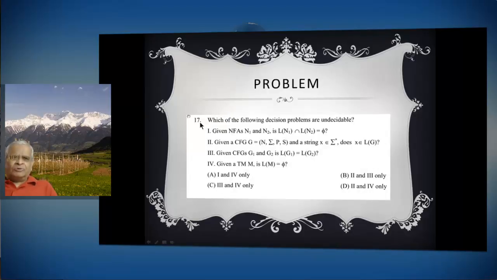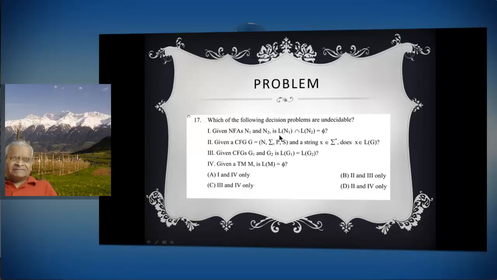There is a problem, Question 17. We have some decision problems and we have to decide which of them are undecidable. There are four decision problems. The first one says we are given NFAs, non-deterministic finite automata, N1 and N2. We have to decide whether the language accepted by N1 and the language accepted by N2, which is the intersection of them, is identical.